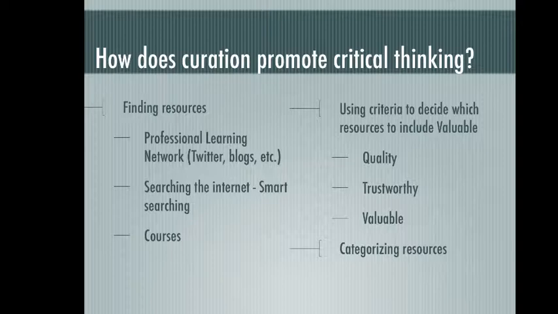So how does curation promote critical thinking? First of all, in finding the resources, you'll have to use your critical thinking. You can use your professional learning network, such as your Twitter or your Google Reader, to find good resources. You'll have some resources from this course, and you can search the internet by doing some smart searching. To do this, you'll be using criteria to decide which resources to include. One thing is that you'll be choosing valuable resources. They should be high quality and trustworthy. Then you'll be categorizing the resources.